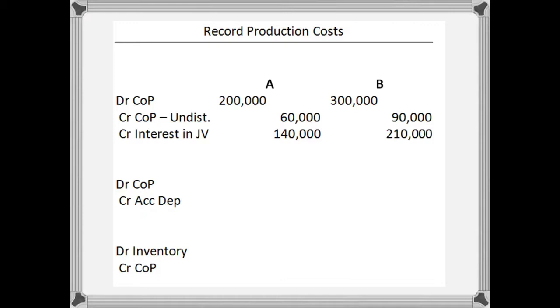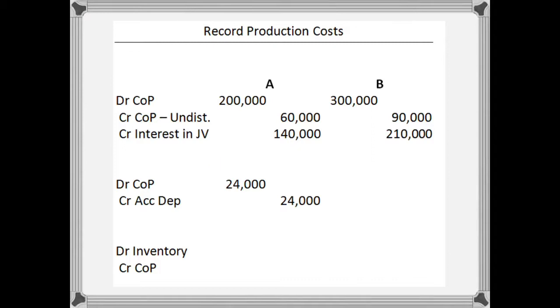So we'll look at A first. A decides to use, and we haven't given you this information, but I've assumed that A has taken a 10-year life for its asset. And if you look at A's share of that equipment, A had a $240,000 value of equipment on its books, divided by 10 gives you the $24,000 of depreciation, which is debited to cost of production and credited accumulated depreciation.